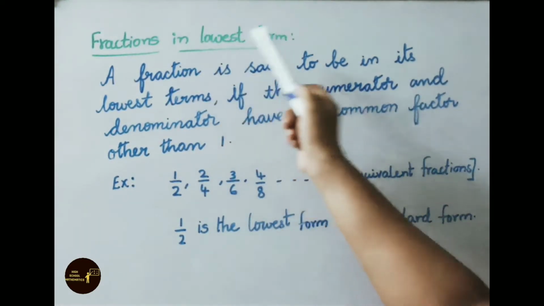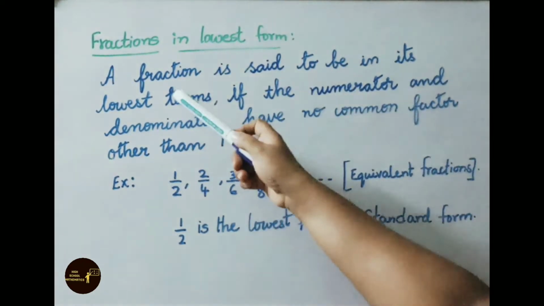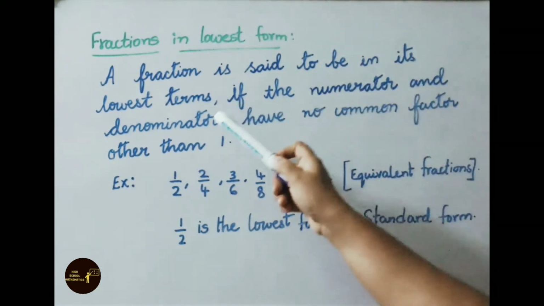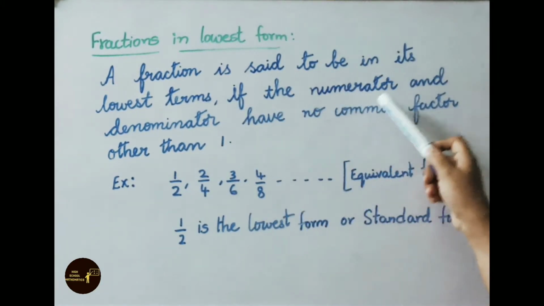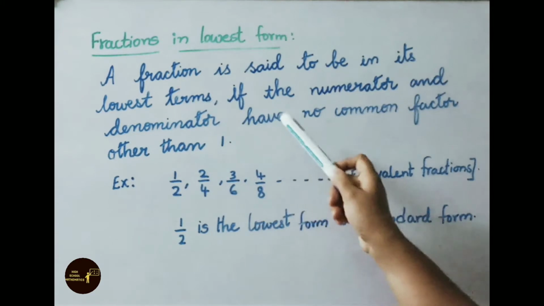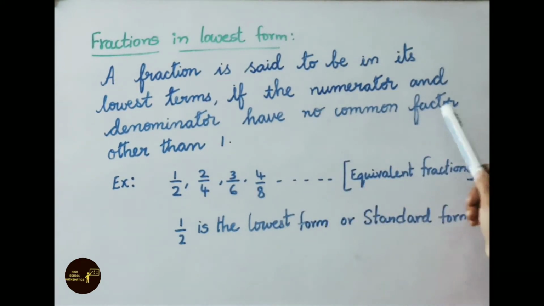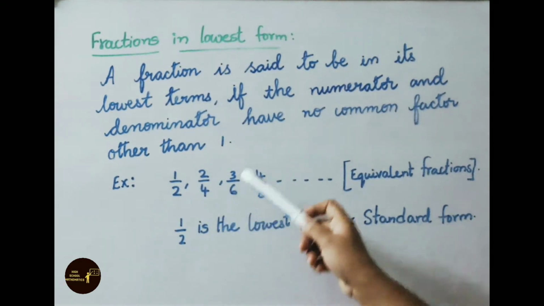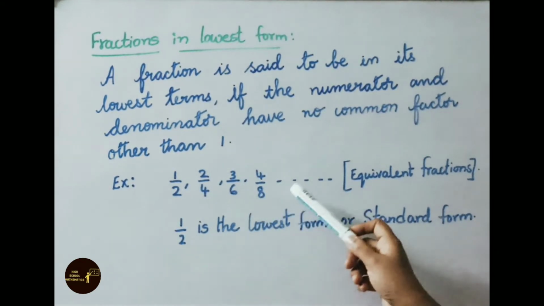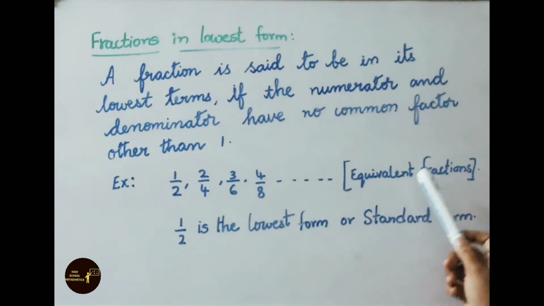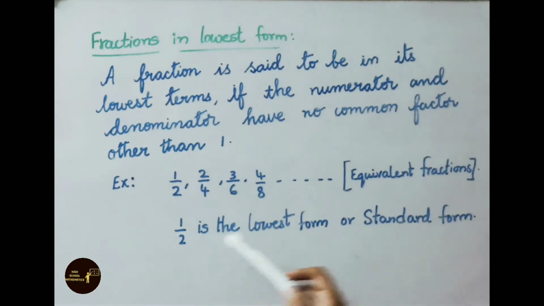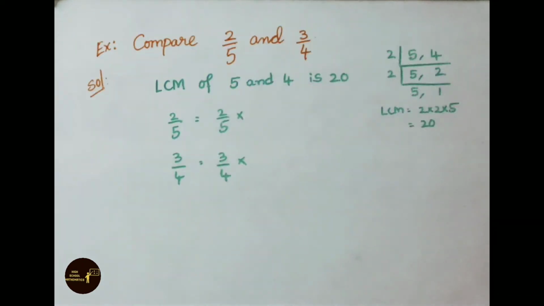See now fractions in lowest form. A fraction is said to be in its lowest terms if the numerator and denominator have no common factor other than 1. Let us see the example. 1 by 2, 2 by 4, 3 by 6, 4 by 8, and so on. All these are equivalent fractions. Among all of them, 1 by 2 is the lowest form or standard form.